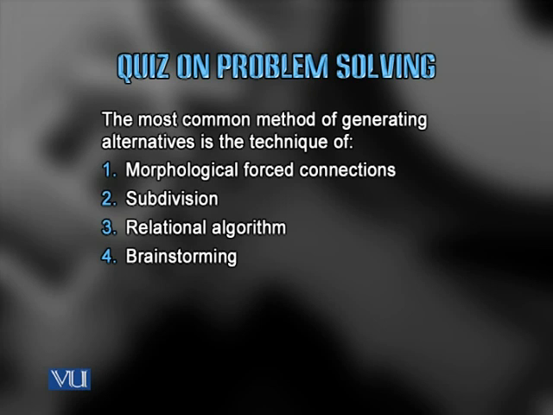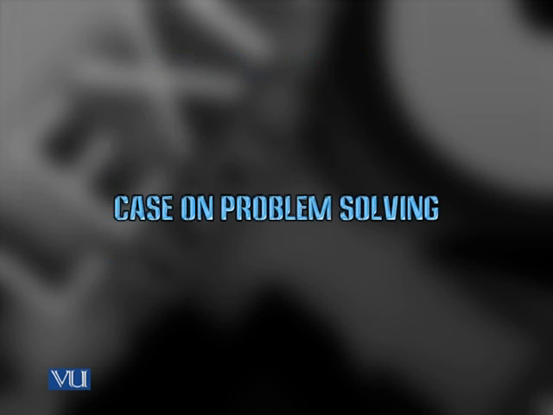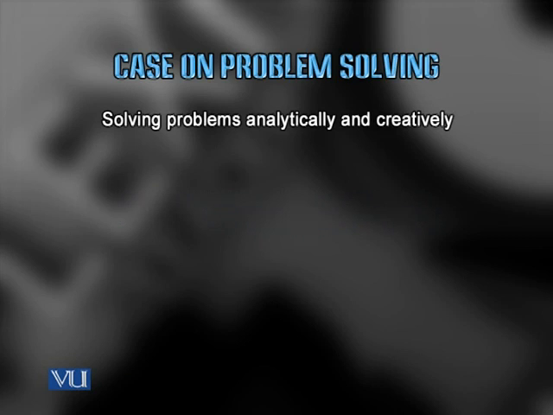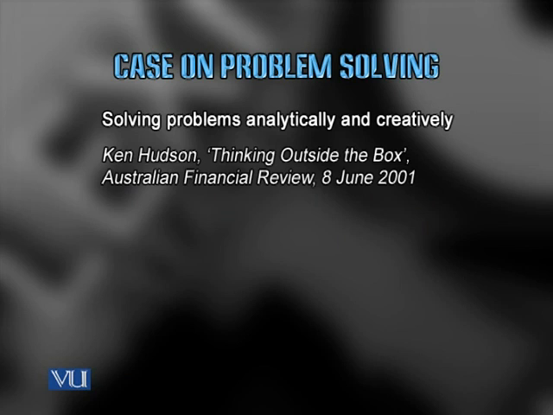जनरेटिंग ऑल्टरनेटिव्स आपको देती है। और इसके साथ ही माय डियर स्टूडेंट्स, व्हेन स्पीकिंग ऑफ द प्रॉब्लम सॉल्विंग, लेट मी शेयर विद यू दिस लिटिल शॉर्ट केस सो यू कैन लर्न in bit more detail in the form of a case, short case, how to solve problems analytically and creatively. And this case, written by Ken Hudson, Thinking Outside the Box. It was published in Australian Financial Review, 8th June 2001. It is about improving the corporate creativity.